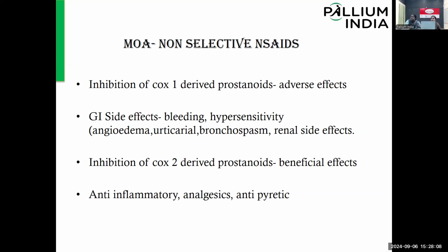Ketorolac. Aspirin, piroxicam. Yes, very good. So, another side effect is by the inhibition of COX-1. And the next is beneficial effects.